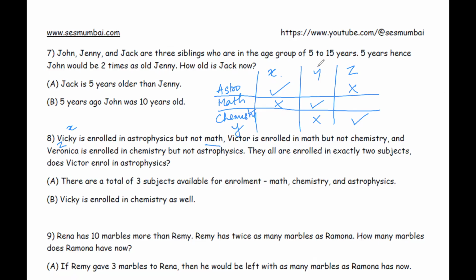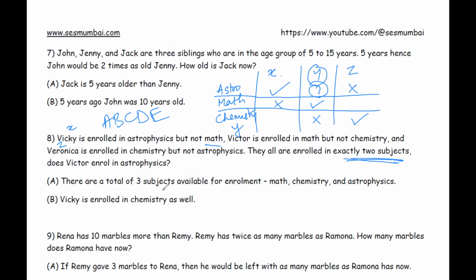So Victor's Y. Now, this is the question out here. Does he enroll in this? Now, if they all enrolled in exactly two subjects, we need to figure out whether these three are the only subjects that have been offered to them. Now, if that is true, then we clearly know that if Victor, that is Y, has taken maths and not chemistry, then clearly the second subject has to be astrophysics. But first, we need to figure out whether these three are the only subjects. So, statement A, B, C, D.